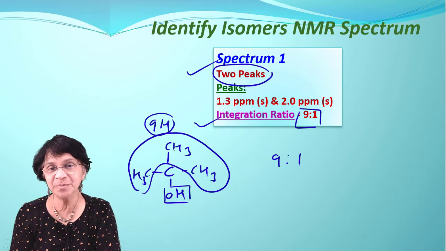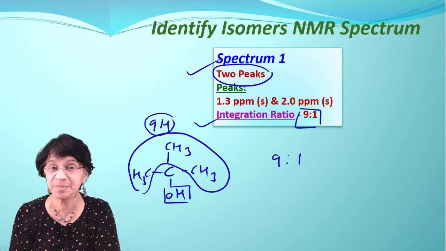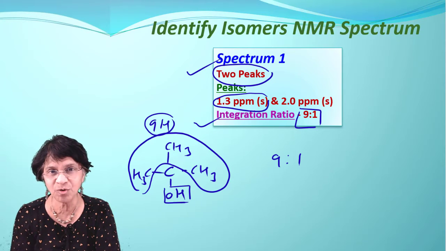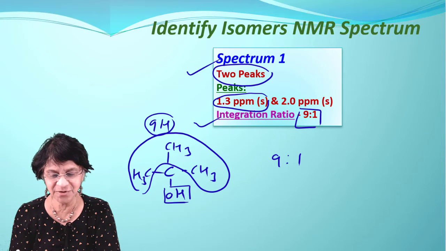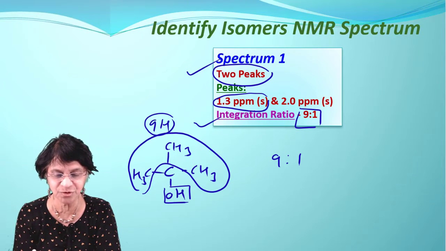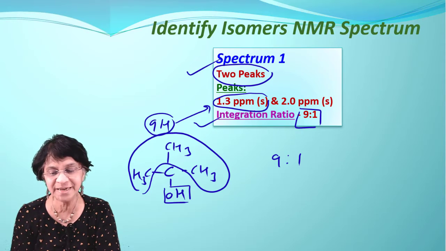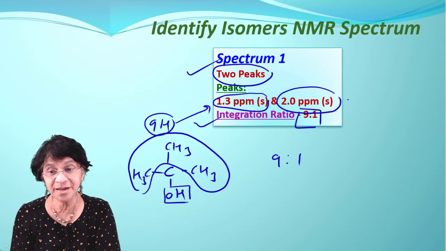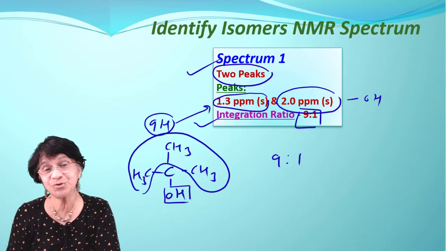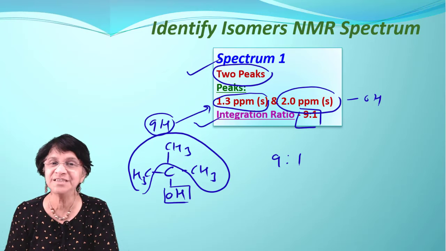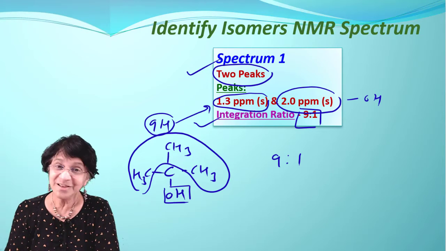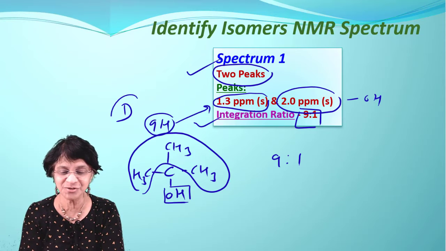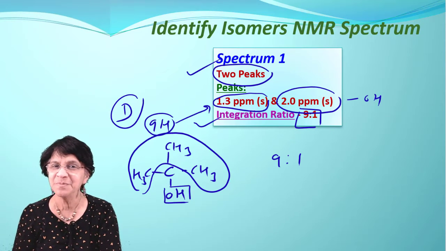Now let's confirm with the chemical shift and also the splitting pattern. So we have 1 peak as a singlet at 1.3. Which one is that? Definitely that will be the methyl groups that's going to give a singlet at 1.3. And there is a singlet at 2 ppm. That will be definitely an OH. OH usually gives a singlet, and that falls within the range for an OH group. So there we go. We confirm that structure D for the isomer is matching with spectrum 1.